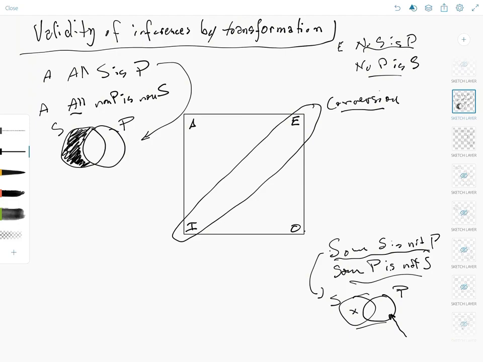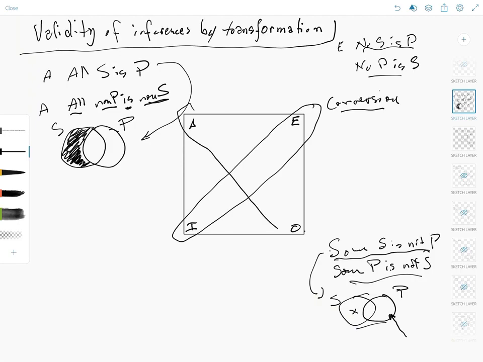What it really says is this: everything outside of P, so visualize P, which is right in front of you, and visualize everything outside of P in the universe. So everything outside of P is outside of S. And if you think about it, because of the shading of the region of S outside of P, it has to be true that everything that's outside of P is also outside of S. And it's because of that very shading that makes it true. So contraposition then is valid for A.